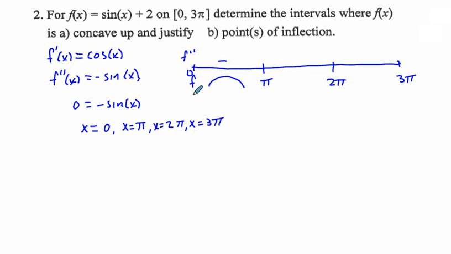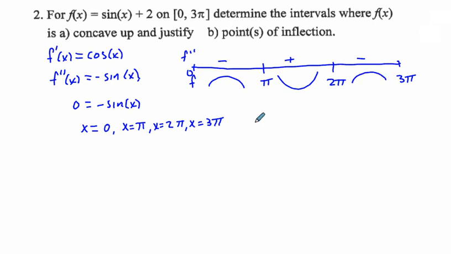Between pi and 2 pi, we have 3 pi over 2, and the sine of that is negative 1. Well, negative of negative 1 is positive. So we are concave up on this interval between pi and 2 pi. And then the last one, when we go around the circle again, we're going to be negative in this interval.